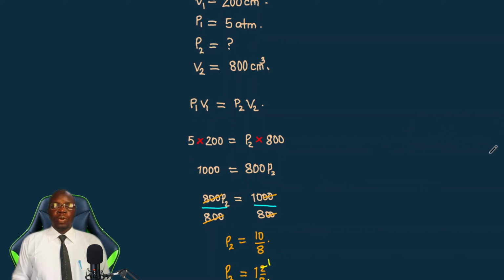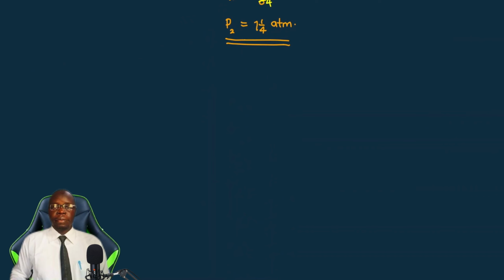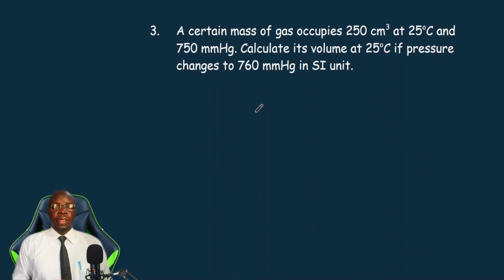So from here, let us move to question number 3 and see how it looks. In question 3, it says, a certain mass of gas occupies 250 cubic centimeter at 25 degrees Celsius and 750 millimeter of mercury. Calculate its volume at 25 degrees Celsius if pressure changes to 760 millimeter mercury in SI units.